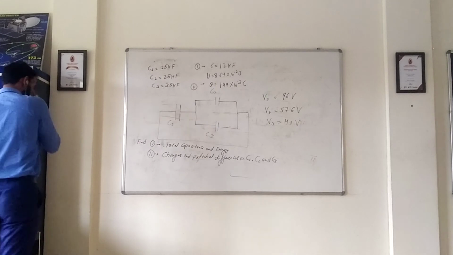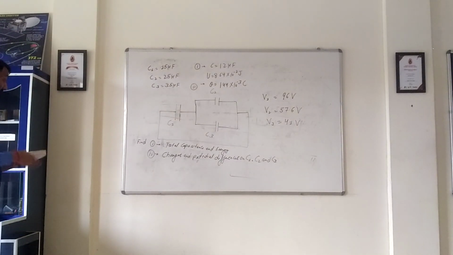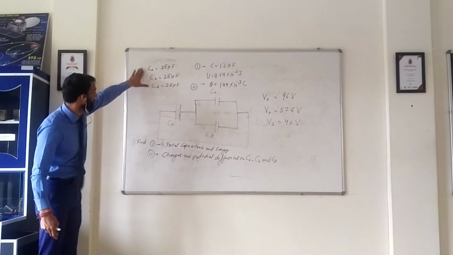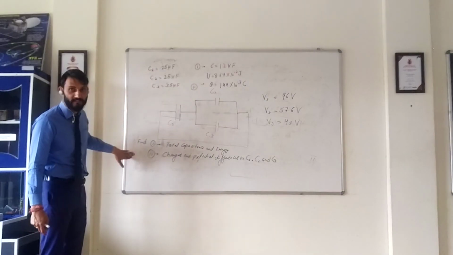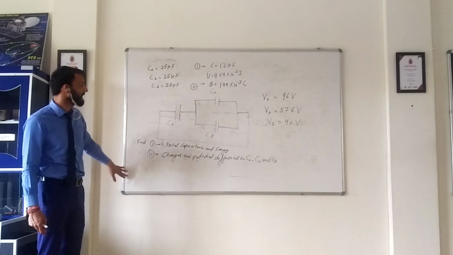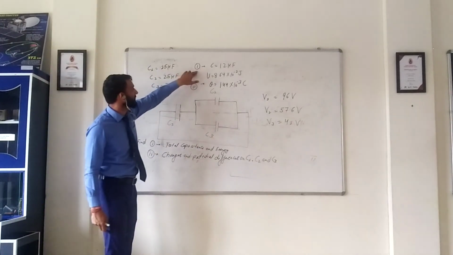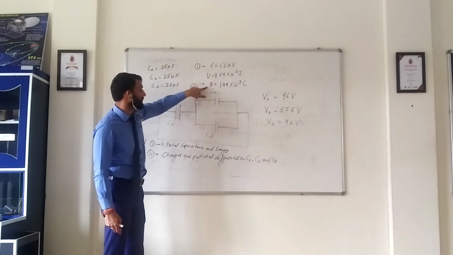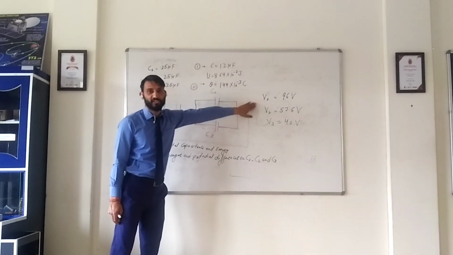So this is the question. These are the parts of the question. This is the diagram, these are the values C1, C2, C3. This is what you have to calculate, and these are the answers. First part answer: total capacitance, total energy. Second part: total charge, and then potentials through different capacitors.